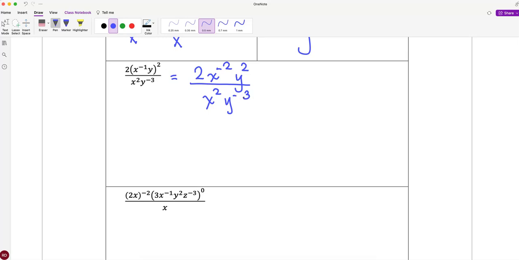Now, why don't we just move everything that's a negative exponent? So the 2 stays where it is. That x to the negative 2 can go to the bottom of the fraction. The y squared stays where it is. And then on the bottom, the x squared stays where it is. And then that y goes to the top. So this gives me 2y to the 5th over x to the 4th.